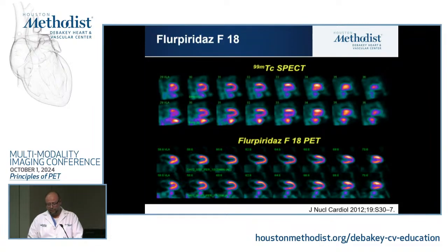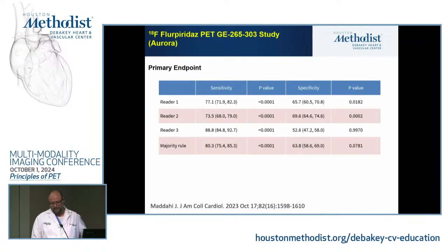But the one that was just approved is flurpiridaz, and flurpiridaz as an F-18 agent was compared in multiple phase 1, phase 2, and 2 phase 3 trials. They looked at it in comparison to SPECT, using QCA on angiography as a gold standard. And this one actually performed better in terms of the primary endpoint. So you can see its sensitivity by 3 readers.